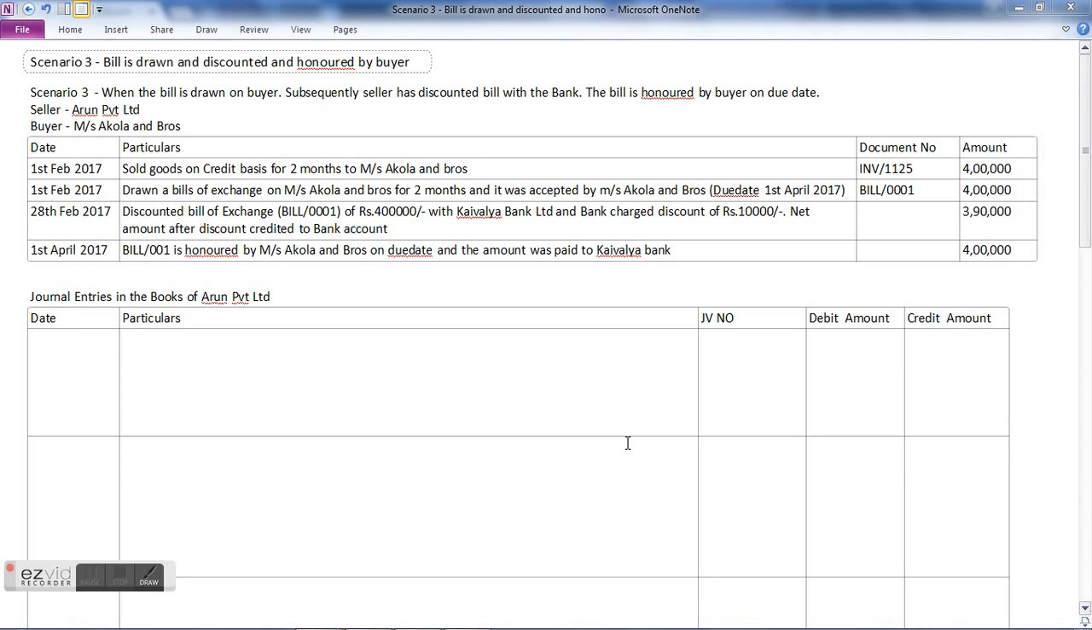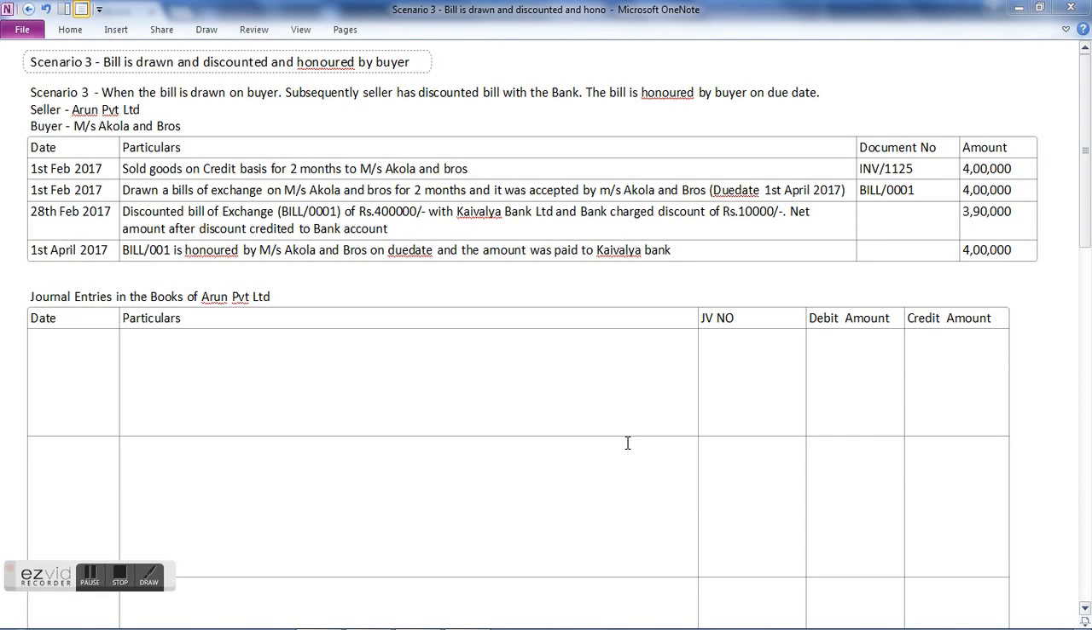We will be seeing what is a bill of exchange scenario, wherein a bill is drawn by the seller and it is accepted by the buyer, and subsequently the seller discounted the bill of exchange with the bank, and then the buyer has honored the bill on the due date. So this is a scenario.